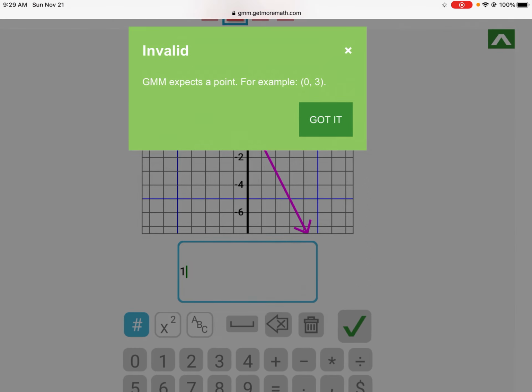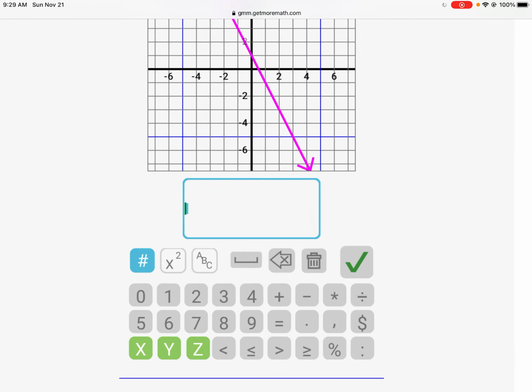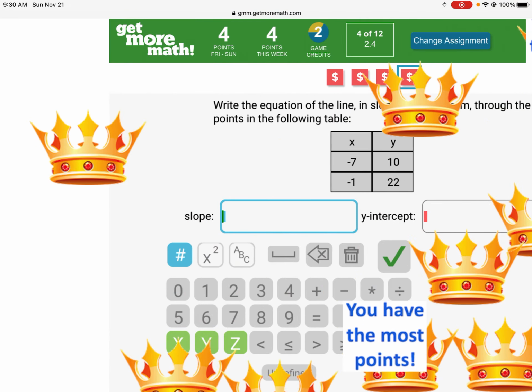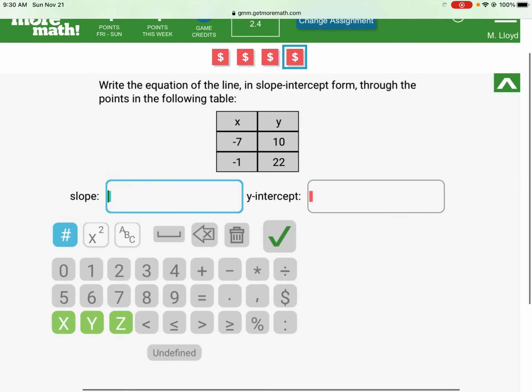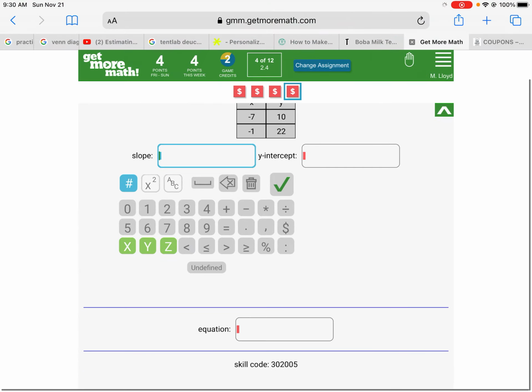Oh, okay, so they want 0, 1. So I have to type it the way they want it. So parentheses, 0, 1. So that's the same thing as what they want. And that's it. And then they're going to recycle me back to the original style. This one's given as a pair within a table. But again, you're going to go ahead and use that same formula that we used in the first part. I'm not going to walk you through the whole thing again. Go ahead and rewind if you need to see it again. Good luck on today's assignment.